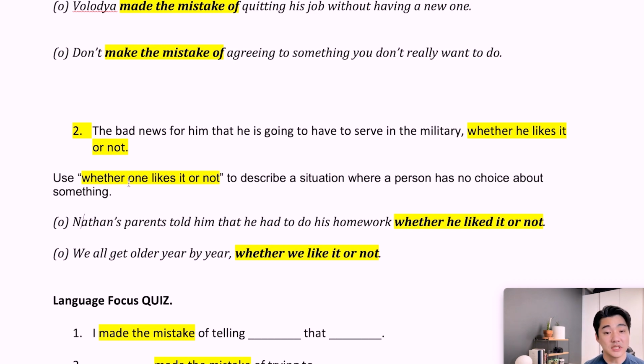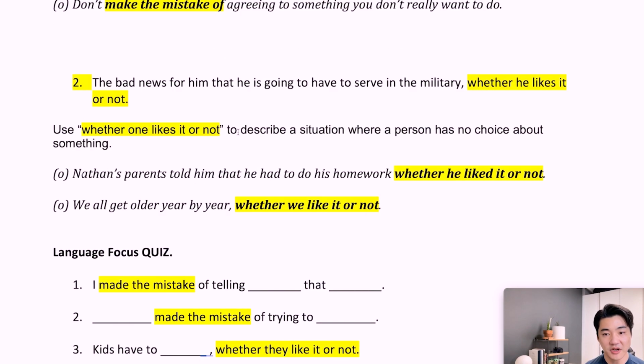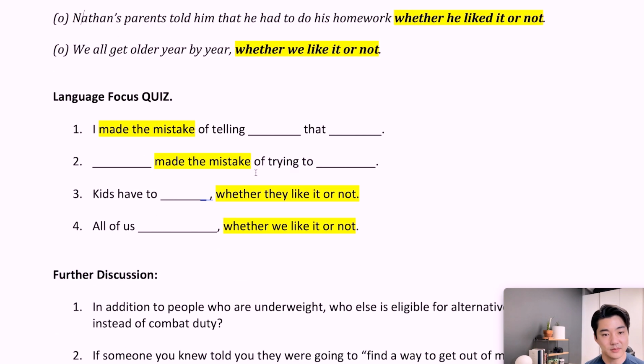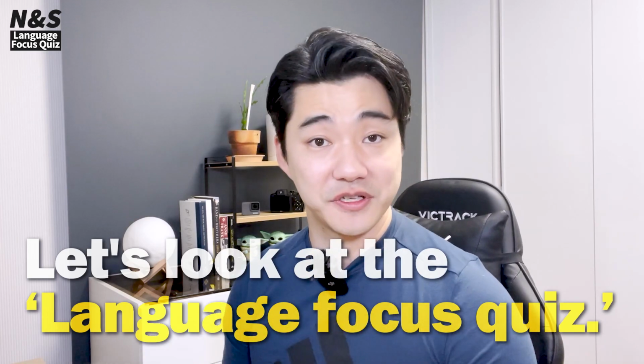We all get older year by year, whether we like it or not. 좋든 싫든 우리는 매년 나이가 든다. So we have no choice, whether we like it or not. We're getting older by the year, and I constantly have nightmares about getting older. But I don't mind my age, but getting a little bit older is a bit scary. Alright, now let's look at the language focus quiz.